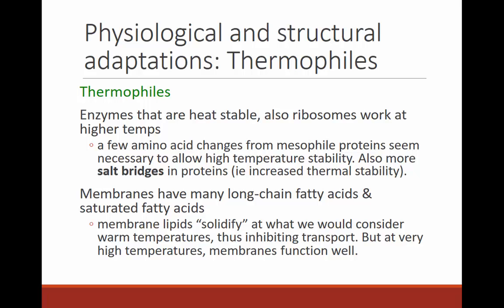The thermophiles, the enzymes are quite stable at that higher temperature, and the ribosomes producing the proteins are quite stable at that higher temperature as well. And they have quite a neat trick with their proteins. They have a lot of what's known as salt bridges in the proteins. So these basically increase the thermal stability of the protein. So remember I said proteins can fall apart, but the salt bridges actually hold them together a little bit more. So they have that increased thermal stability.